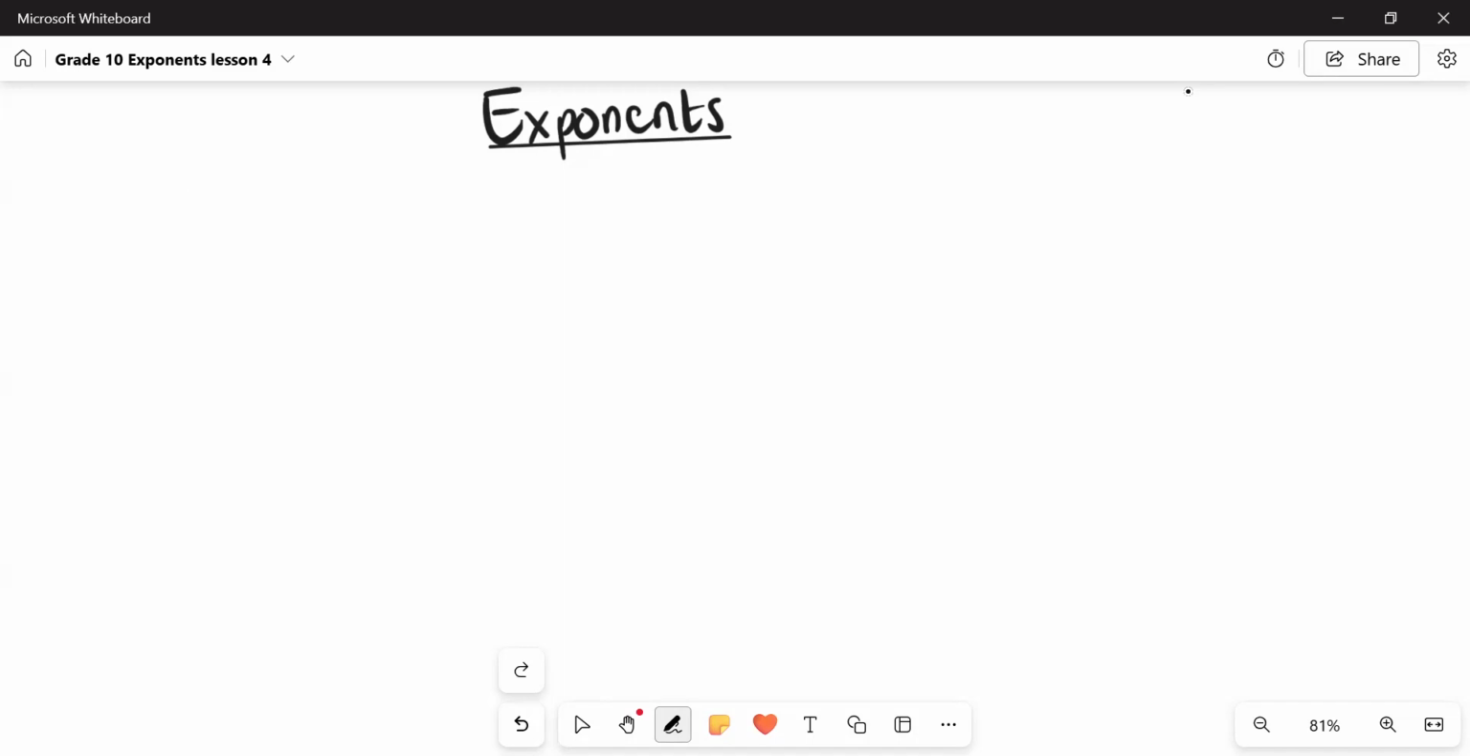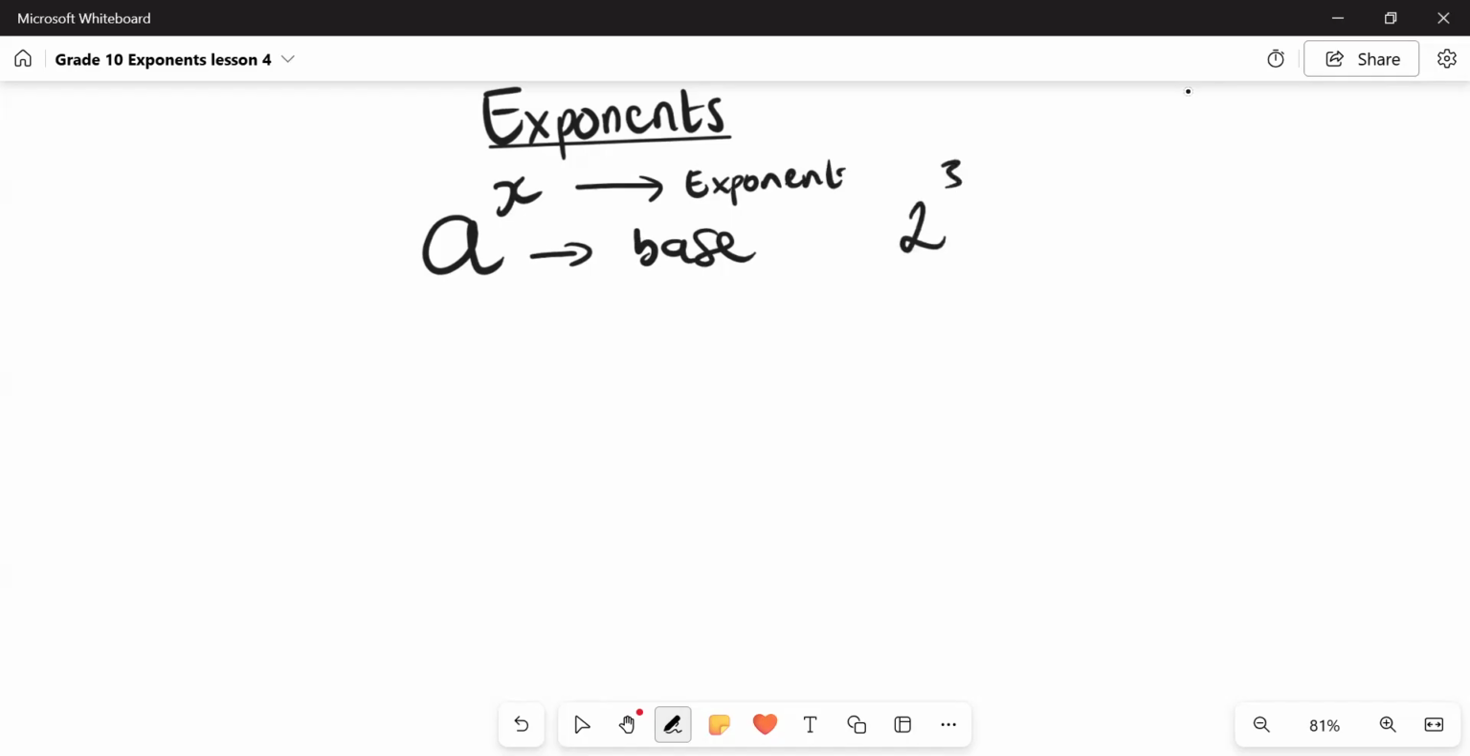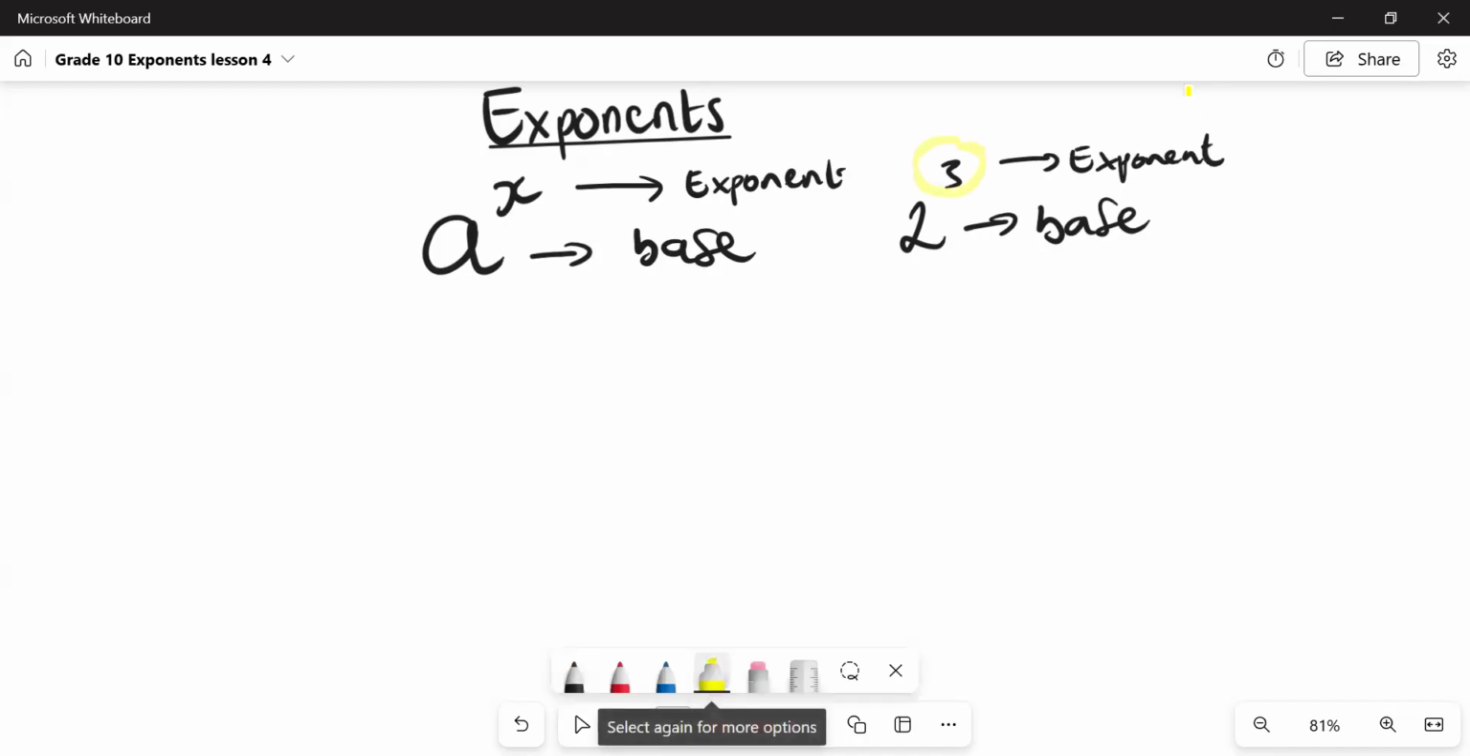let's just define a few things. So you have your A and your X there. This here we call a base, and then this is the exponent. So even if we are given numbers, this is 2 to the power 3, this becomes your base, and then this is your exponent. So our main focus is here. We'll be multiplying the exponent, adding the exponent, as well as subtracting the exponents.